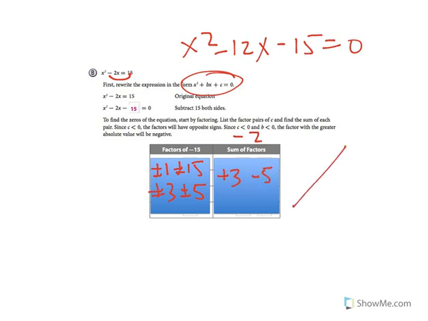Right? So you can write this as negative 15 and a negative 2. So the only one that works is a positive 3 and a negative 5. Okay?